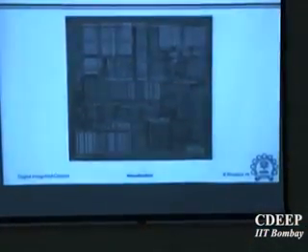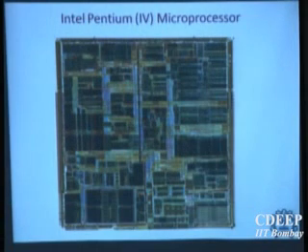This is Intel's first 4004. This is Intel Pentium 2. This is Pentium 4 with 42 million transistors. You can see from here, there are certain uniform blocks. What could these be? Can you think?